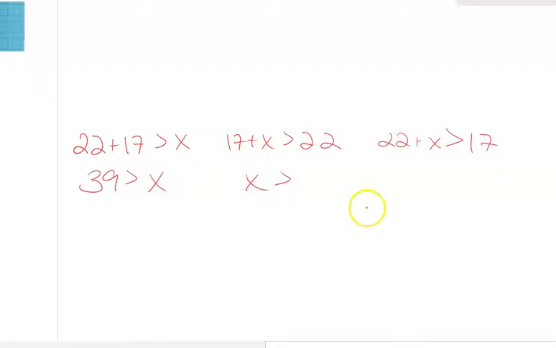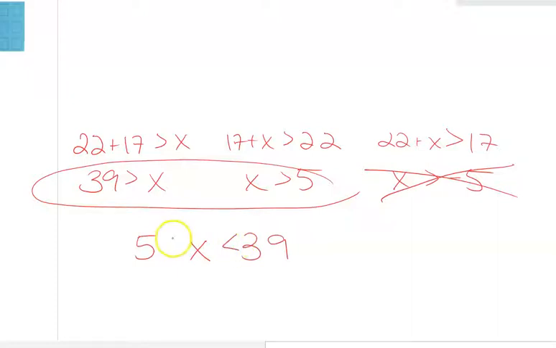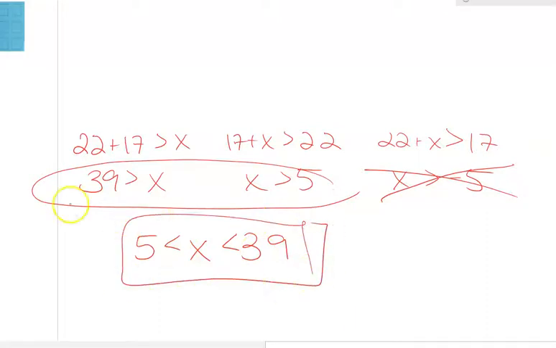x is greater than 5. And x is greater than -5. So I see the negative, we're throwing him out. And this is my answer right here. And if you want to merge it together, you can. You just put x in the middle. Smaller number, bigger number, and it eats the bigger numbers. So x is bigger than 5, but smaller than 39. This would be a traditional answer. This is fine too.